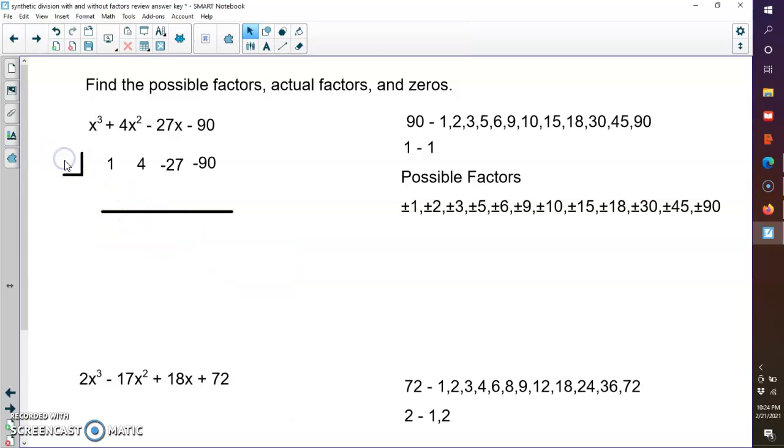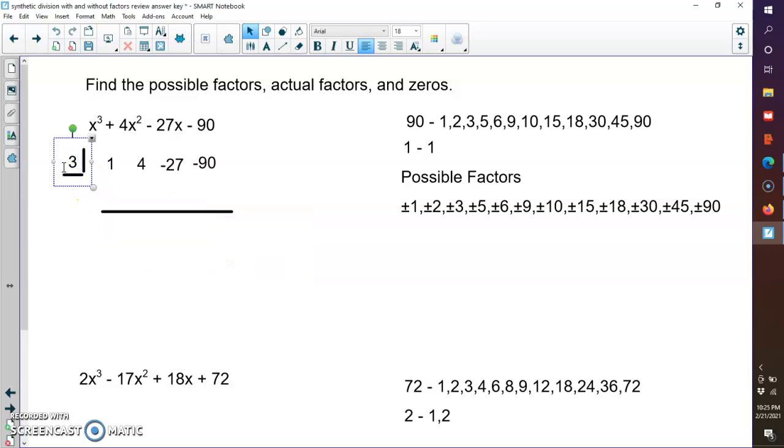So based on what I told you before, 3 or negative 3 had better work. So let's try our 3. Bring the 1 down. We get 3. That gives us 7. 3 times 7 is 21. Negative 27 and 21 is negative 6. Negative 6 times 3 is negative 18. That certainly doesn't work. So based on what I promised you, negative 3 had better work. Let's see if it does.